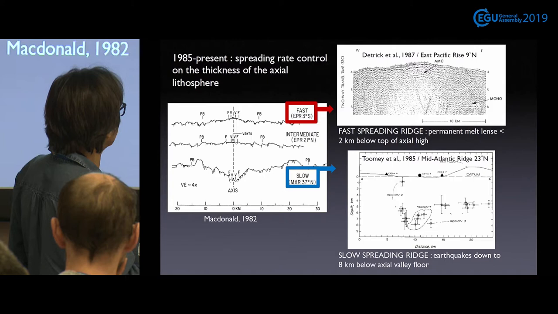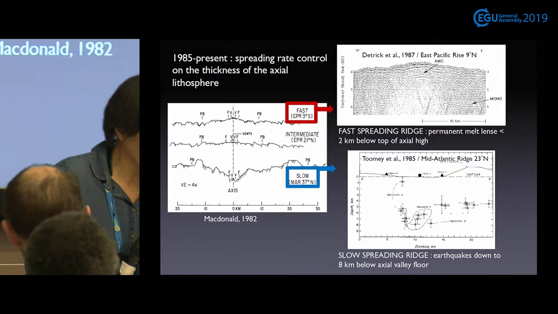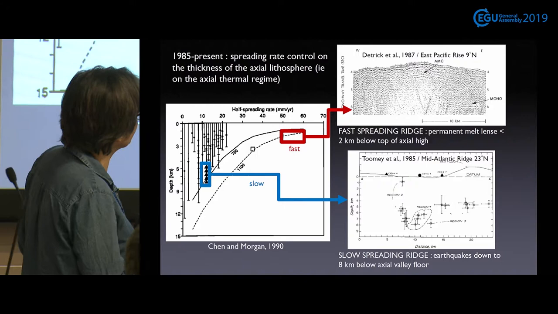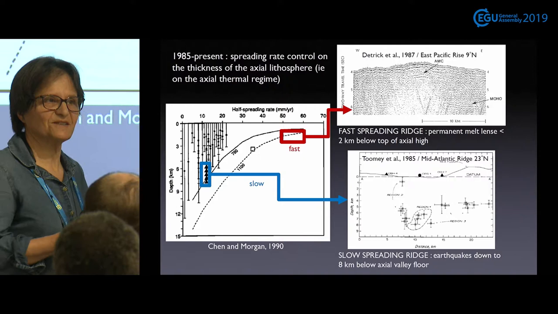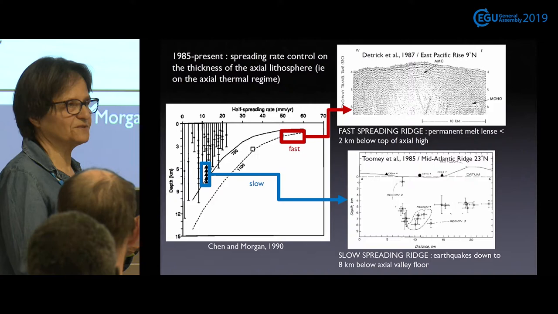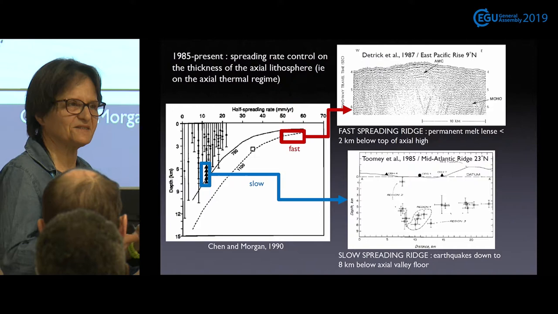So what it means is that the seismogenic plate, and that's shown here in a model, I'll come back to it, at slow-spreading ridges is at least 8 kilometers thick. Okay, so no wonder we have faults and we need to extend, because if we want our two plates to move, we have to continuously break this plate.